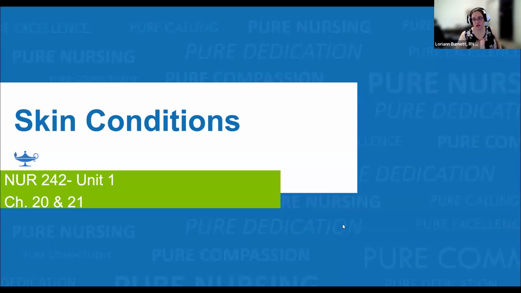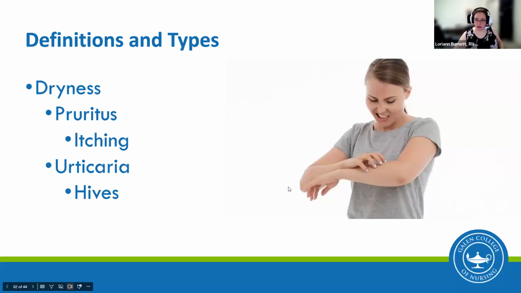Hello, we are going to be talking about skin conditions. This is still under Unit 1, covered in the book chapters 20 and 21. So there's a couple different diseases we're going to be talking about. So first one is dryness, pruritus, and urticaria.